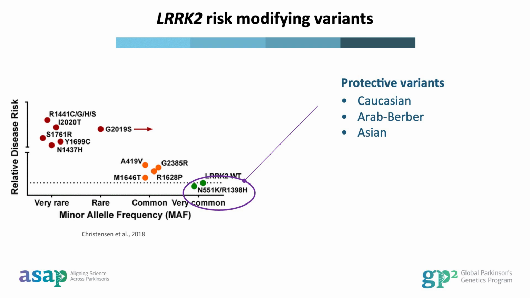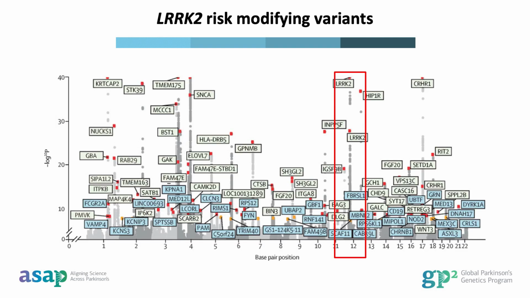A few protective variants such as N551K and R1398H, which reduce the risk of PD, have also been identified in Caucasian, Arab Berber, and also the Asian populations. The second line of evidence comes from genome-wide association studies, GWAS, which have shown that non-coding variants within the LRRK2 locus may alter the risk of PD.